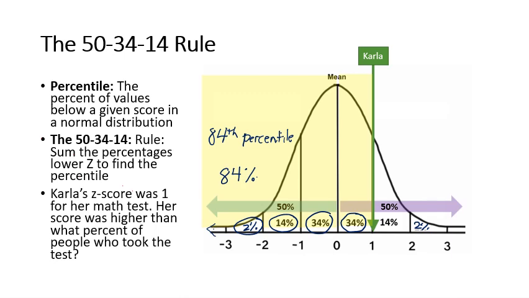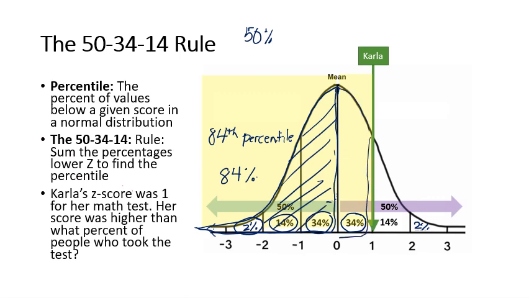So far we have calculated these by adding together all of these lower values. We could also shortcut it by just taking this 50% to start with, right? Because we know we're getting all the scores lower, so we could take the 50%. Now we've accounted for all of this region, and we could add the 34%, accounting for this region.